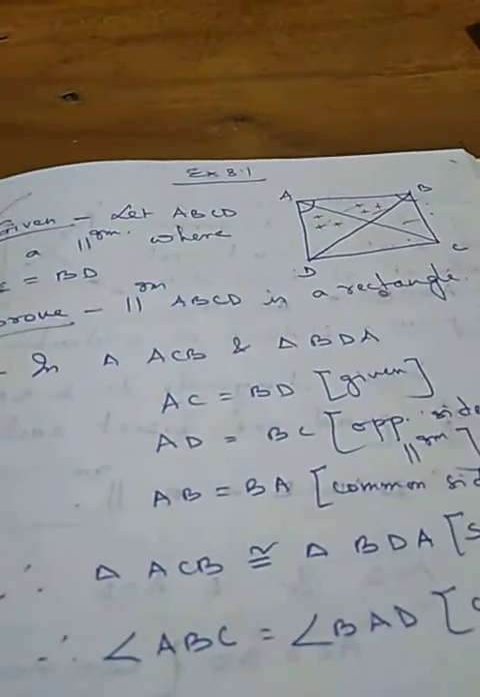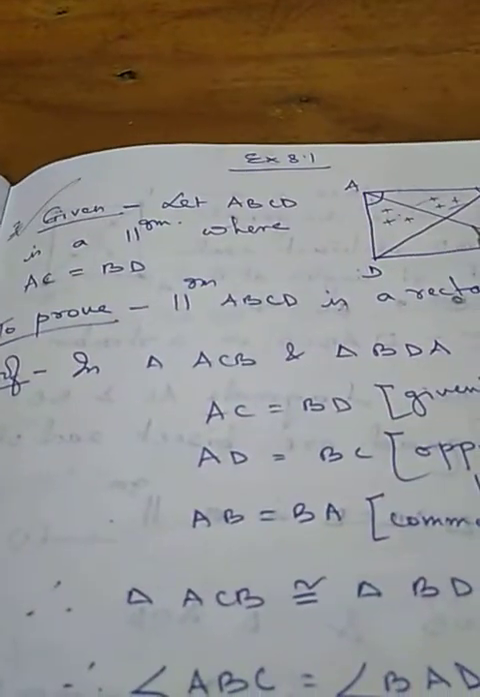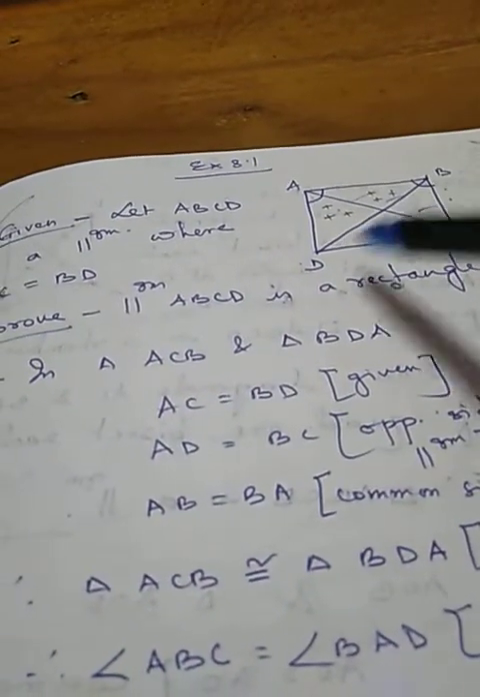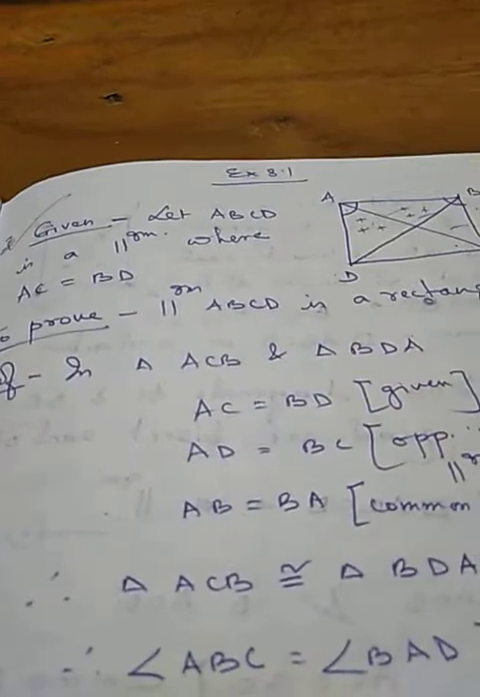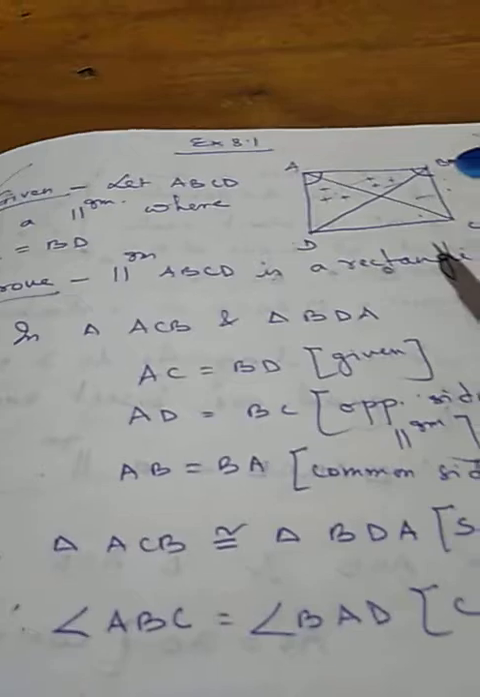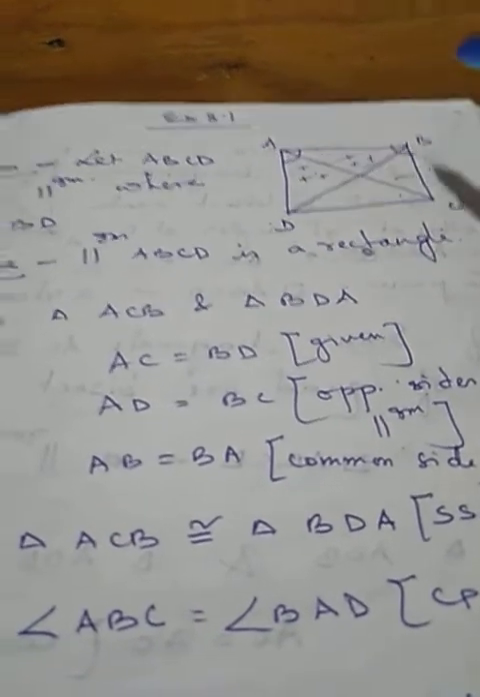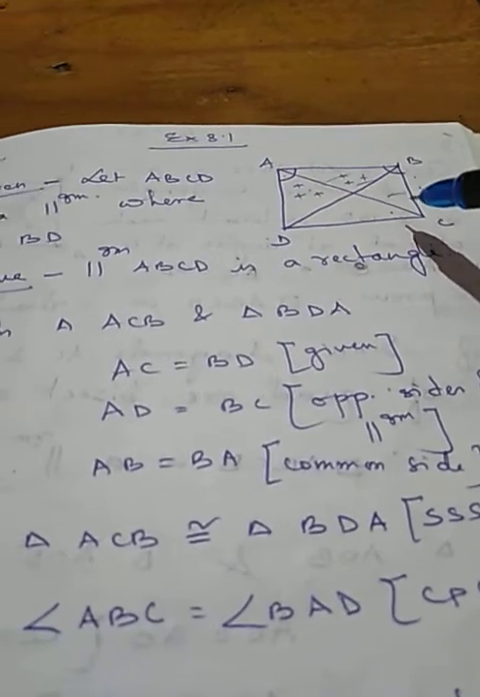Now you see question number 2. In this question, what is given is a parallelogram. In this parallelogram the diagonals are equal, AC equals BD, and you have to prove that this parallelogram is a rectangle. We have to prove that this parallelogram is a rectangle.